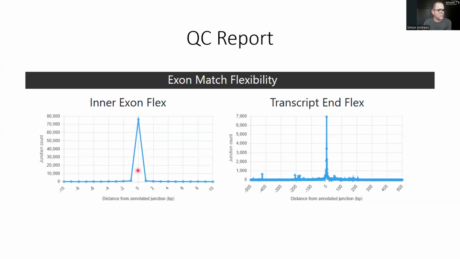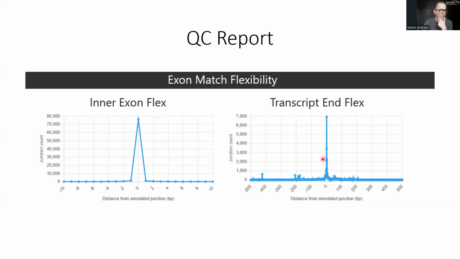And in this case, you can see that even though we know that there are inaccuracies in nanopore data, they've really got a lot better over recent years. And although we allowed some flexibility, the vast majority of our inner exon matches matched exactly on the base that they were supposed to in here. Okay, so very few actually showed any deviation in the inner exon position.